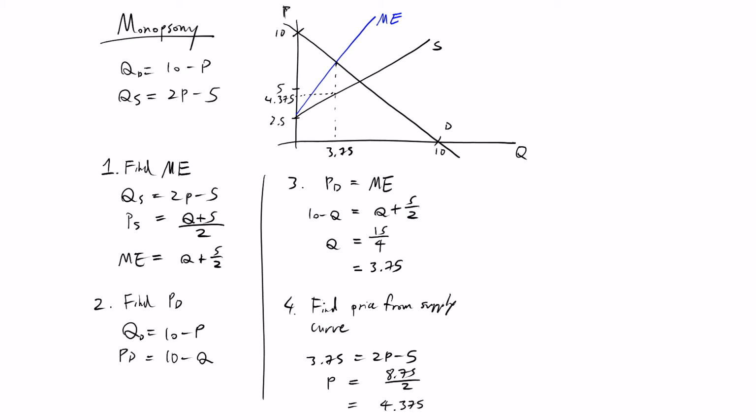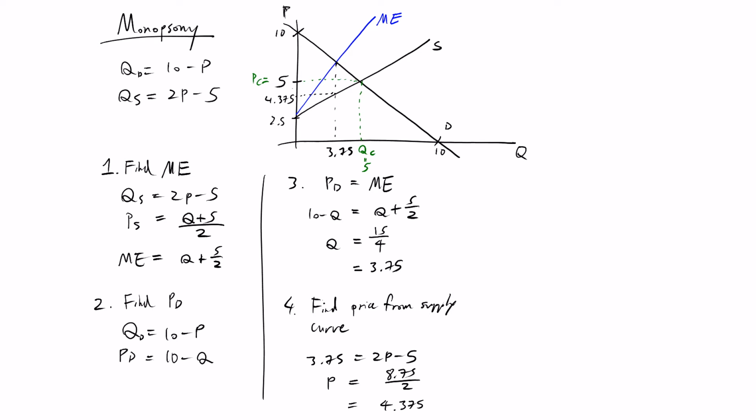Since the way I drew the diagram slightly understated where 5 is, it should look more like this. Take a look at what happens with monopsony. We do know that the competitive market equilibrium is here, right? Let me use green. This is where the competitive market equilibrium is. Price equals 5, quantity also equals 5. That we know.